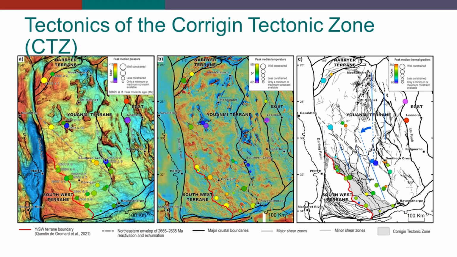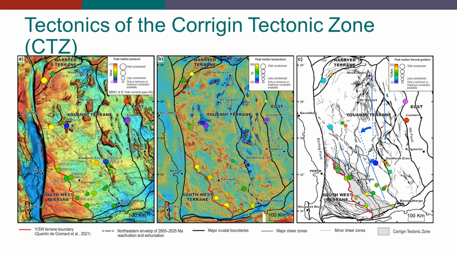And we interpret a series of west-northwest striking shear zones with west vergence. What we see as well, a bit outside of the Corrigin tectonic zone within the southern Youanmi terrane, is a series of lozenge-shaped features that are bounded by shear zones that resemble in style those famous ones from the northern Youanmi terrane.